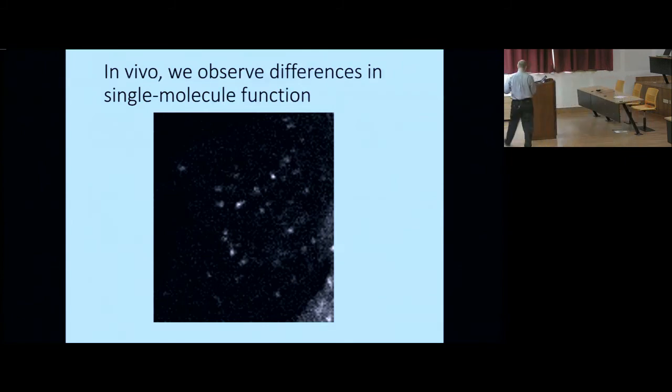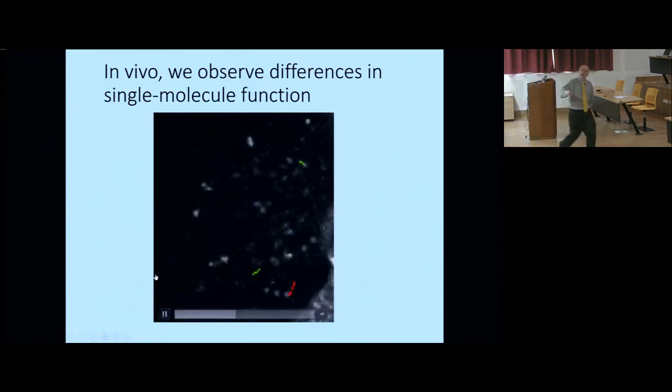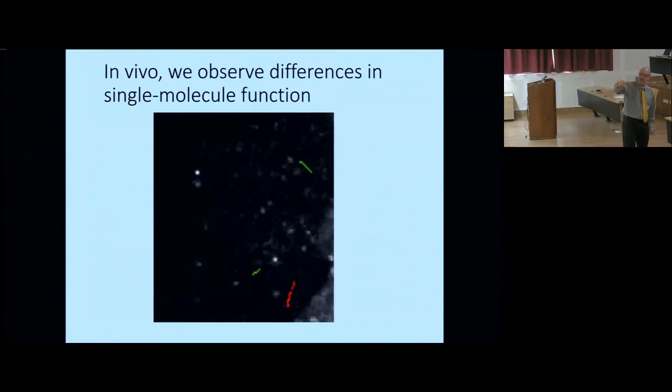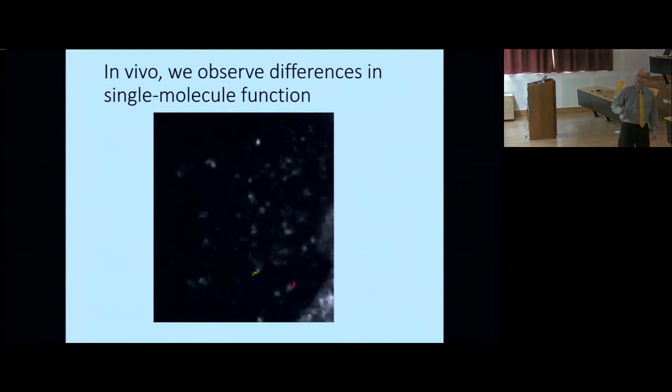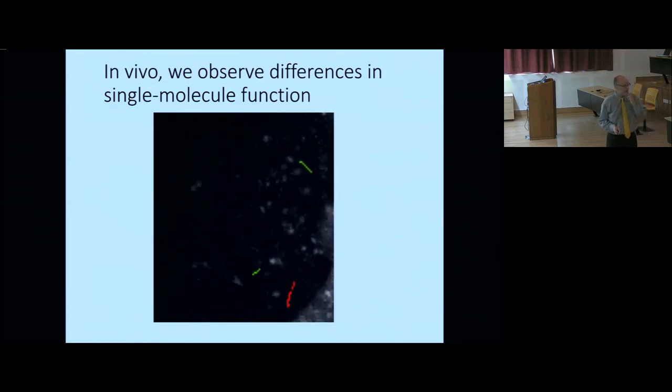If you look at these guys walking, you'll see some move pretty fast and some move much slower. The green ones are faster and the red guys are slower. You can see it's going slow. Okay, so we do see some heterogeneity in vivo.